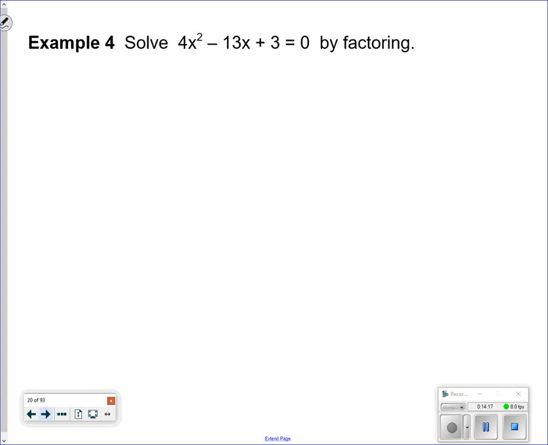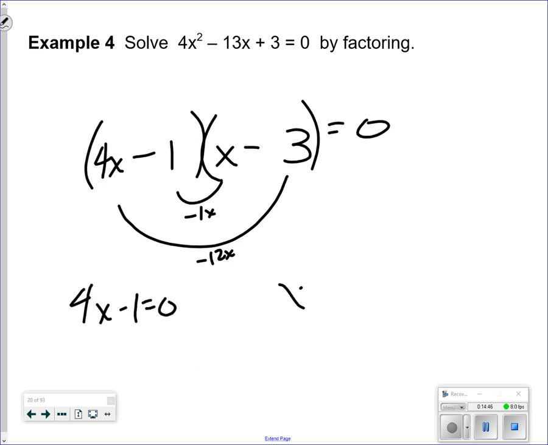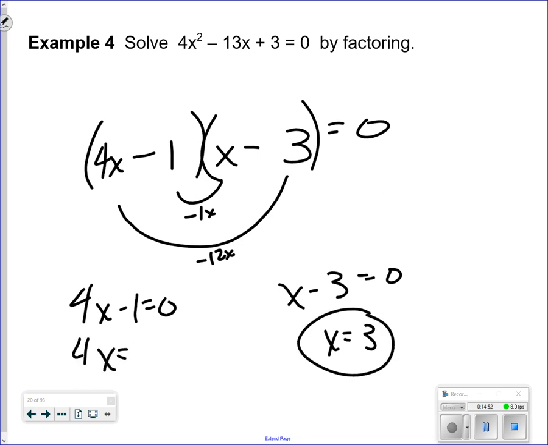This gets more complicated because of the number in front. I like the guess and check method. Not everybody does. One way to multiply to be 4x squared would be 4x times 1x. One way to multiply to be 3 would be negative 1 times negative 3. Check the inner and the outer. These two multiply to be negative 1x. These two multiply to be negative 12x. It adds up to the middle. So that is called the guess and check method. Now, set the parentheses equal to 0. So I get x to equal 3, add 1, x would equal 1/4.